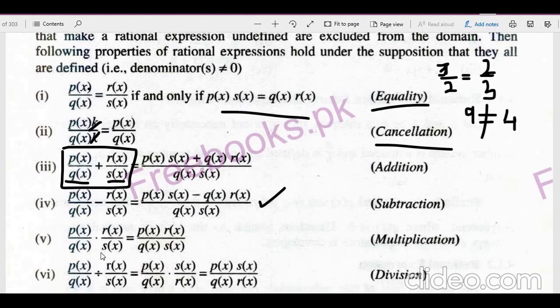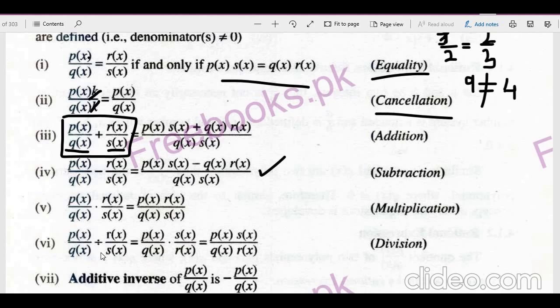What will we do for multiplication? How to multiply two rational expressions: P of x into R of x over Q of x into S of x. How to divide P of x over Q of x by R of x over S of x? When you are going to divide anything, just replace the places. R of x is the denominator; write the multiplication sign and interchange the places. R of x becomes the numerator's partner in the denominator and S of x becomes the numerator, and now we can apply multiplication: P of x into S of x over Q of x into R of x. This is the division property.